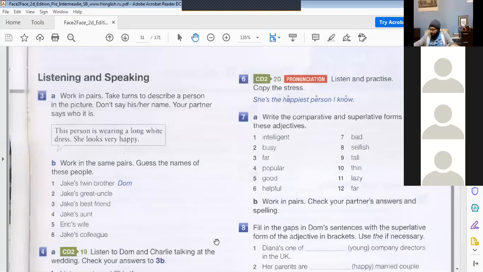Hello, Dom. Oh, hi, Charlie. Are you enjoying yourself? Yes, thanks. But I don't know anyone here apart from you, Jake, and Diana. Well, who do you want to know about? Who's the woman in the red dress? Ah, that's Naomi. She's Diana's best friend from university. She's gorgeous. Yes, she is. And she's the happiest person I know. Really? And she's married. Oh.